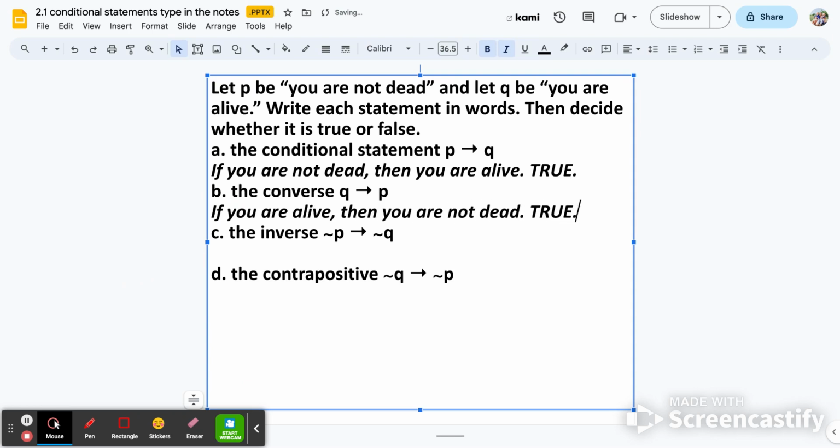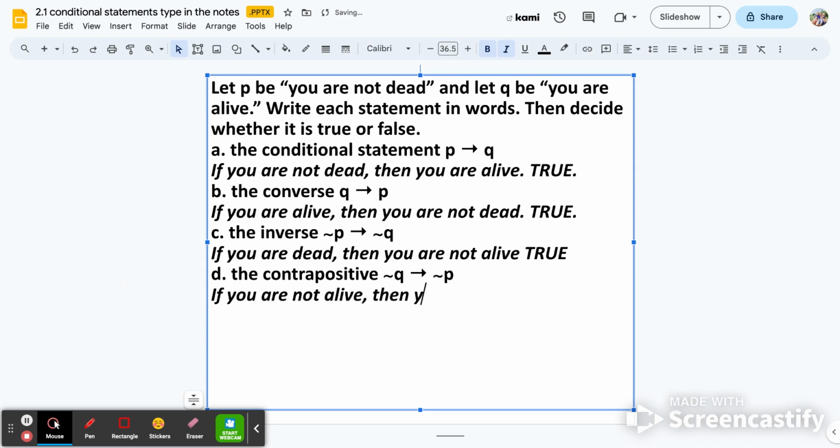This is also true. The inverse of this, now we have to be careful with how we word this because remember, two nots would make it go away. So if you are dead, then you are not alive. This is true. And then this next one, the contrapositive, if you are not alive, then you are dead. This one is also true. So sometimes all of your statements would be true, but then other times, like what we saw with the musician practice question, some of those are true, some of those are false.